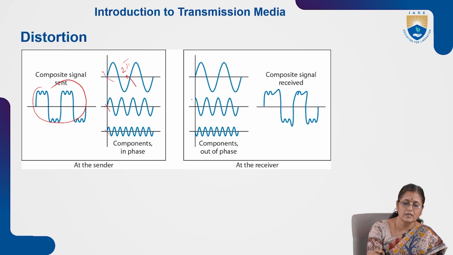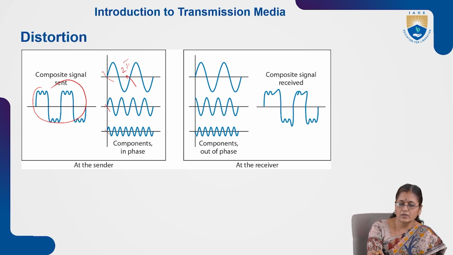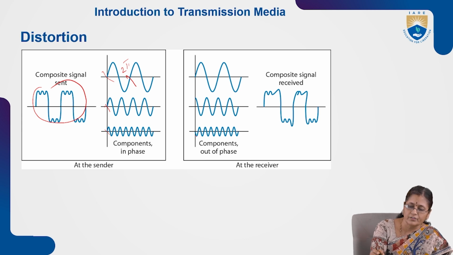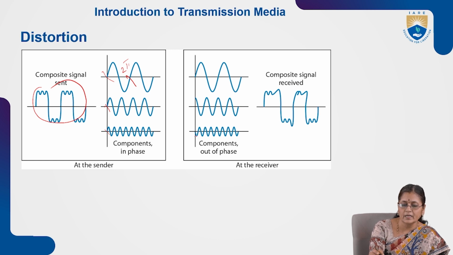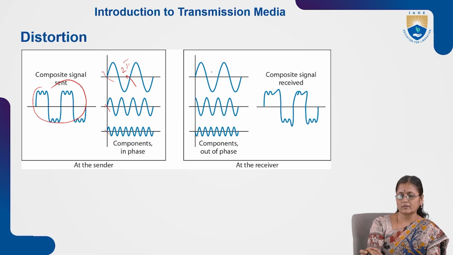So here this one is at the 90 degrees phase. It is out of phase. Then this one is also starting out of phase, at a negative point. It has the negative amplitude, and from that it is starting. So all these are different phases. Like that, we can say these components are out of phase. They are not in phase, they are out of phase.